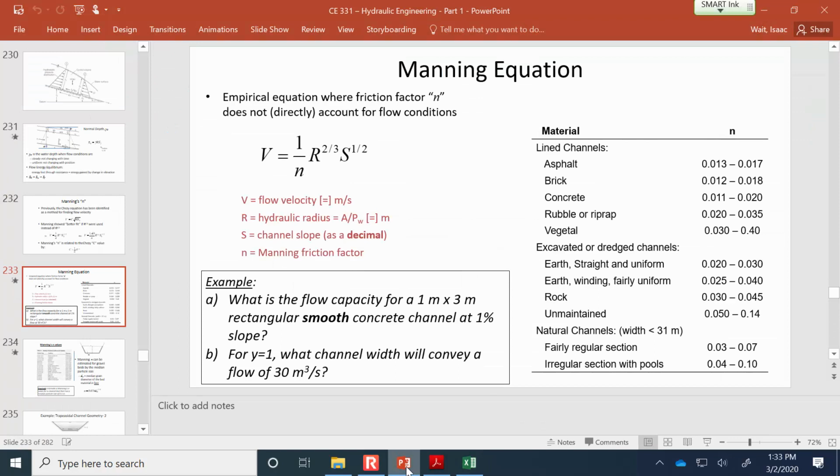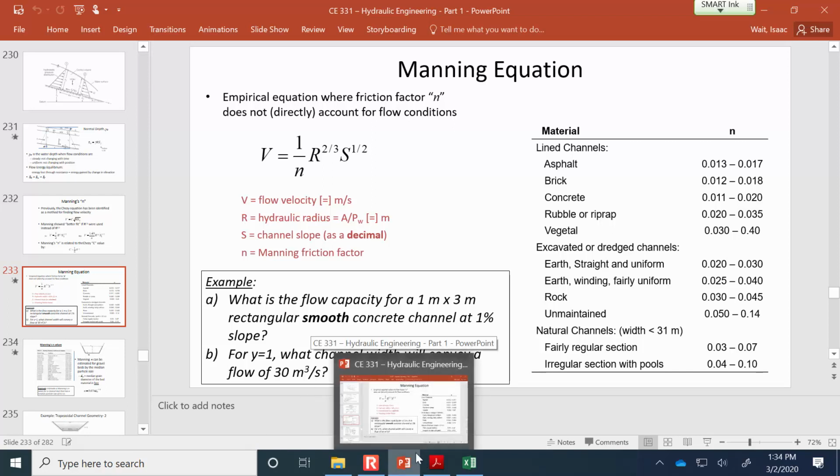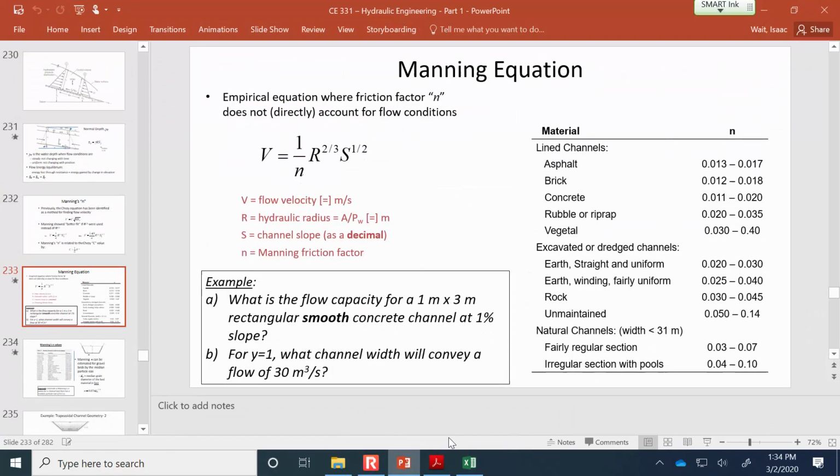Now what you just did was for a rectangular channel. Solving Manning's equation for a trapezoidal channel is a little tricky. So there's a video that I'll show you a little bit later that shows how you can do that on the Casio. Any questions about either of these examples before we move on?